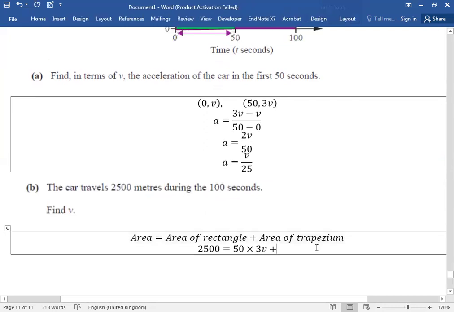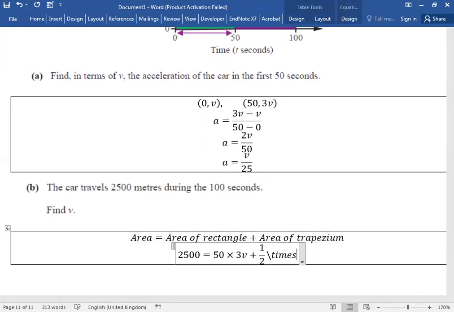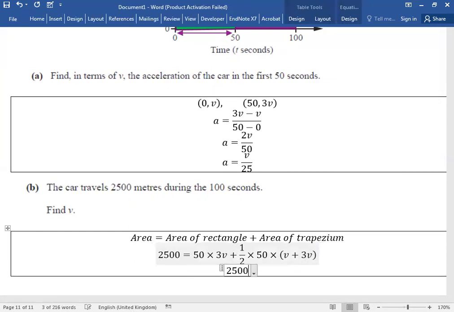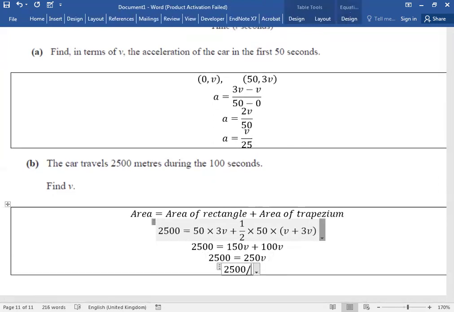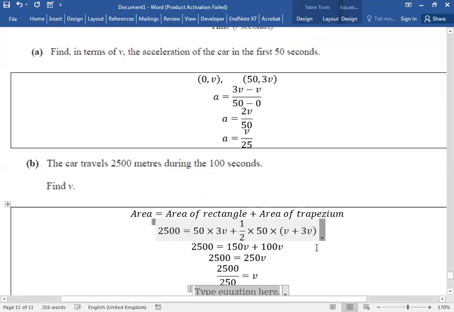So area of trapezium is half into height, which is 50, into sum of parallel side, which is V plus 3V. So 2,500 is 150V plus 25 into 4 is 100V. 2,500 is equals to 250V. 2,500 over 250. So V is 10.